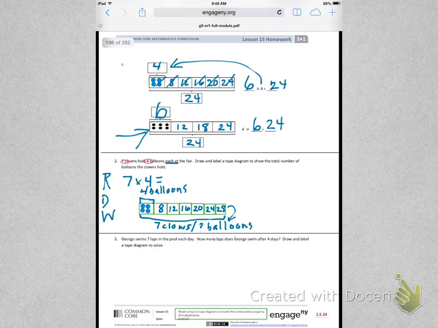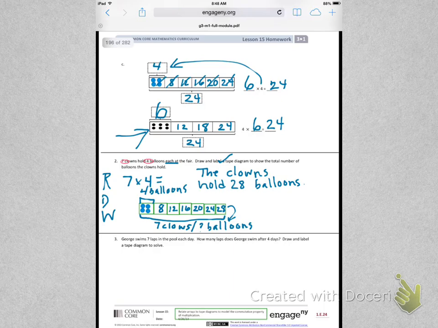Let's see, have we done what it asked us to do? Did we draw and label a tape diagram? Did we show the total number of balloons the clowns hold? Yes. But we forgot in our RDW strategy that we need to write out the sentence. The clowns hold 28 balloons.